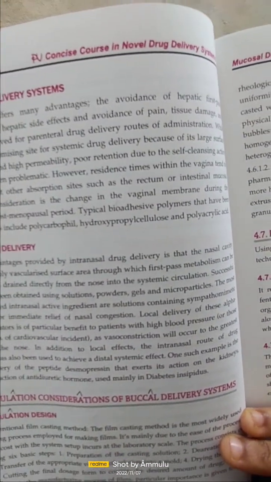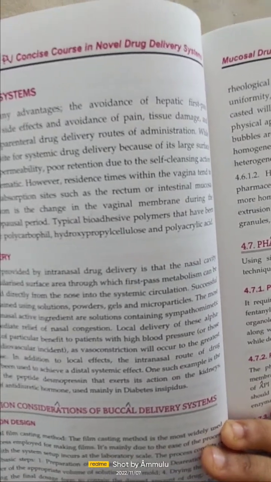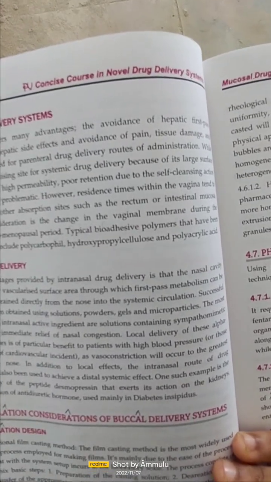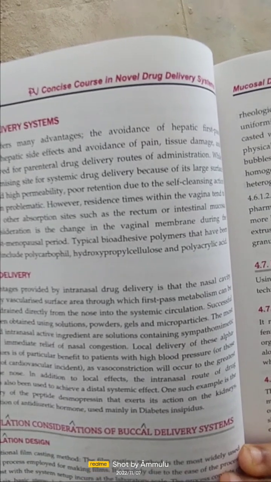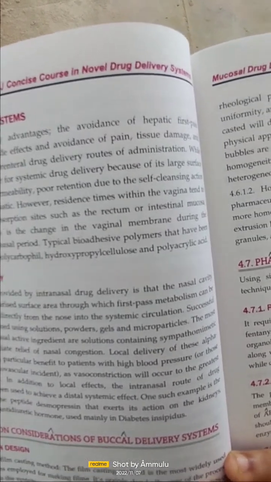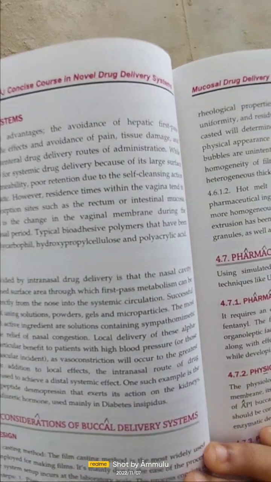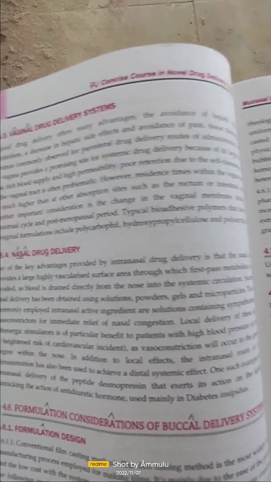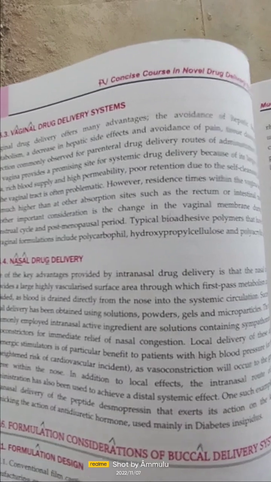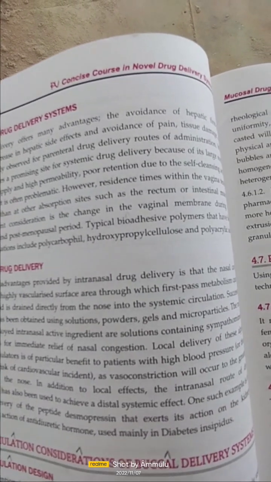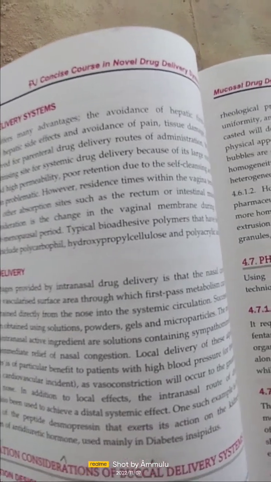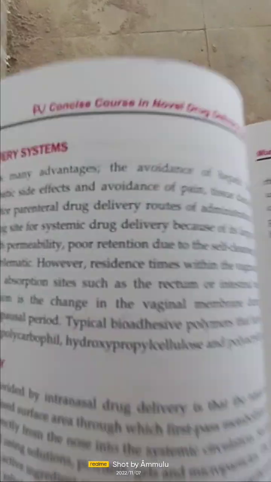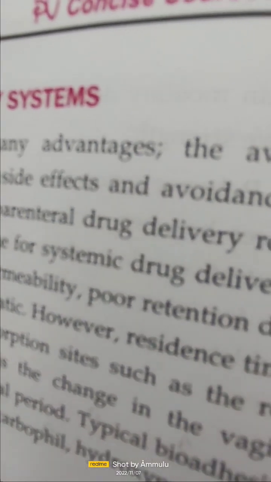One such example is intranasal delivery of the peptide desmopressin, which exerts its action on the kidneys, mimicking or increasing the action of antidiuretic hormone, and is used mainly in diabetes insipidus. This is about the properties of the mucosal drug delivery system concept.